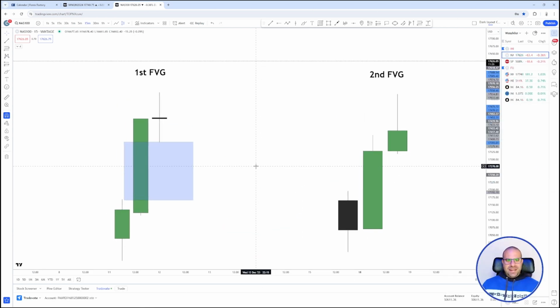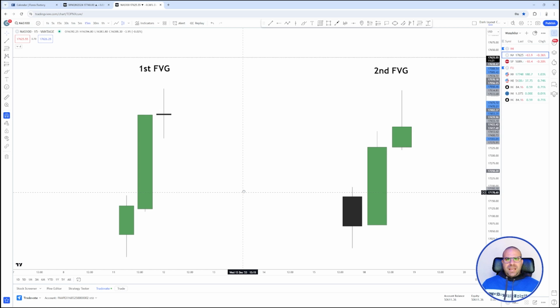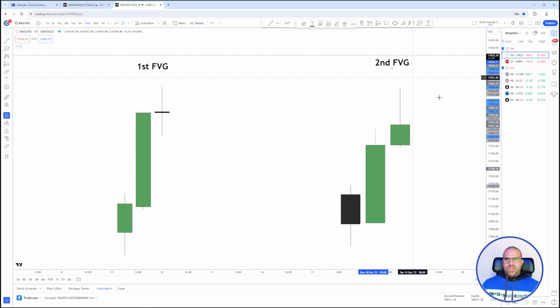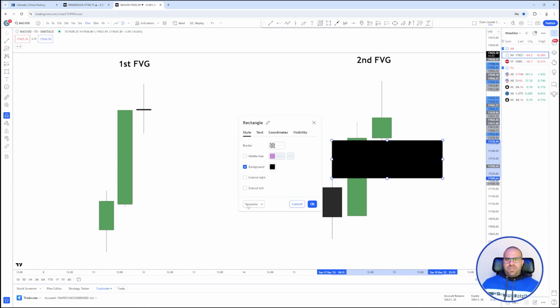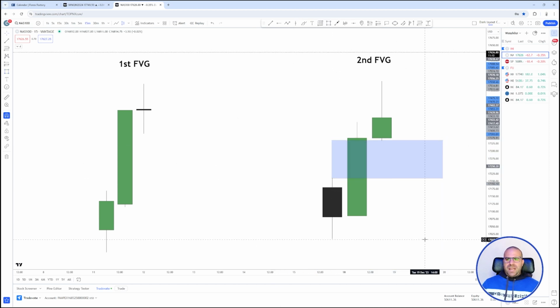Now, regarding entries, because we are not finished. Many times, traders are confused, and I was also confused in the past, and we have this whole fair value gap right here. They don't know where to place the entry.